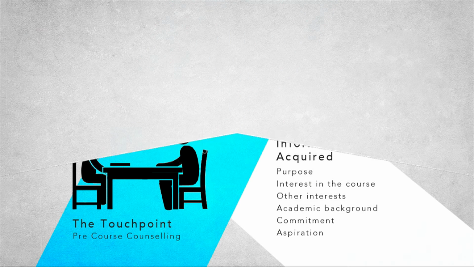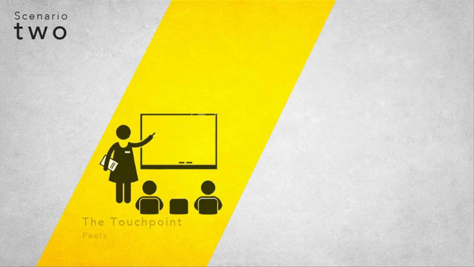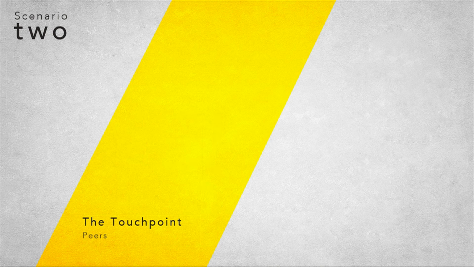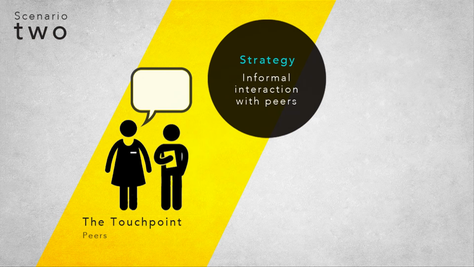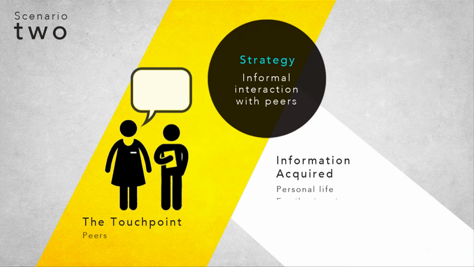Scenario 2. For this event, let's take up the scenario where the student is absent from class. In order to understand the reason for the student's absence, you could have an informal interaction with his peers. This may enable you to gain an insight into the student's personal life, like what is the family situation, what are the kind of challenges he or she might be facing.